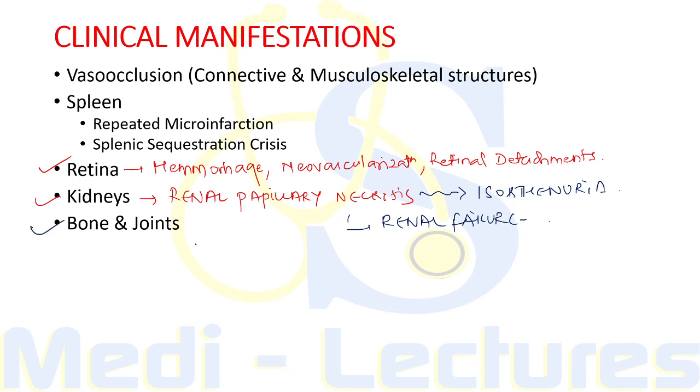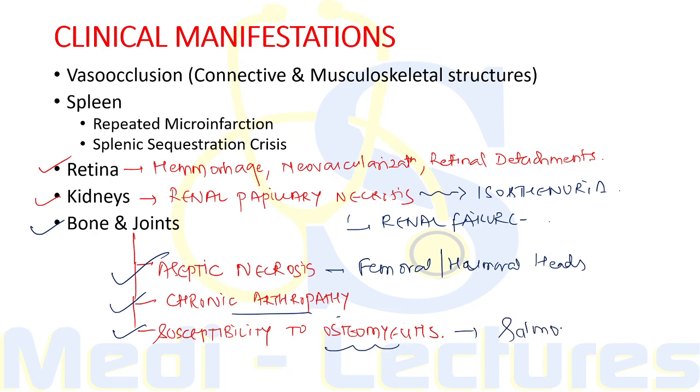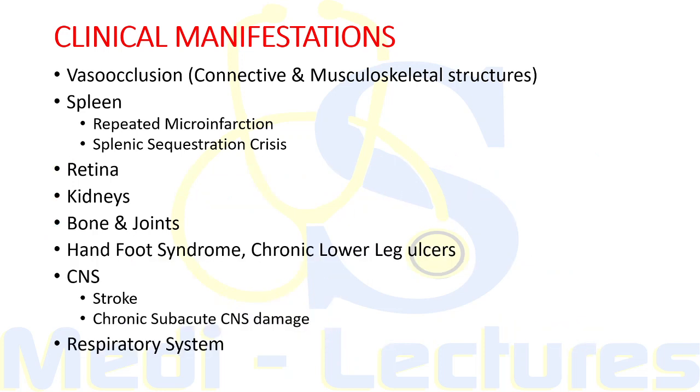There can be ischemia in bones and joints leading to aseptic necrosis of femoral and humeral heads. Can also lead to chronic arthropathy and susceptibility to osteomyelitis with organisms like Salmonella. Now a syndrome known as hand-foot syndrome is seen in sickle cell disease. It is due to painful infarcts of digits and dactylitis. Chronic leg ulcers can be seen due to ischemia and superinfection in the distal circulation.